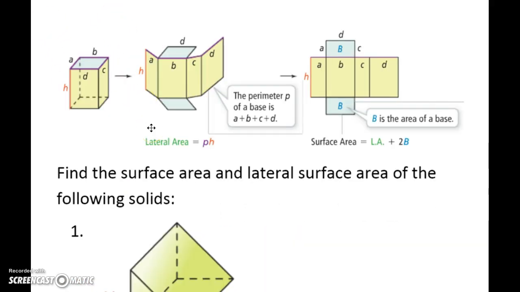So here's some more pictures, just so you can see. Here we have a rectangular prism. They're unfolding it. You can see how A, B, C, and D make up the perimeter of the face up here. When it unfolds, you end up with A, B, C, D as the length of the rectangle that is the lateral area, and H is the height. So your surface area is the lateral area plus two bases.